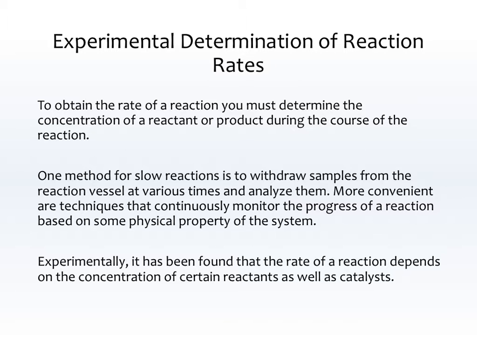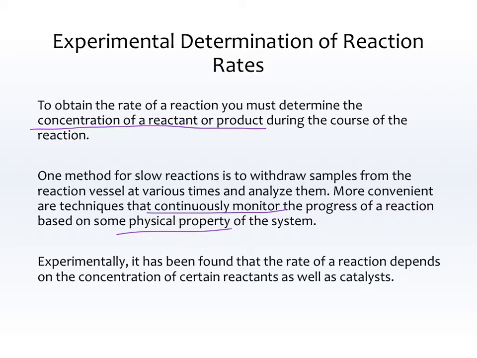To obtain the rate of a reaction, you must determine the concentration of a reactant or a product during the course of a reaction. So we're going to have to look at how the concentration of a reactant changes or how the concentration of a product changes. One method for slow reactions is to withdraw samples from the vessel at various times and analyze them. More convenient are techniques that continuously monitor the progress of a reaction based on some physical property, such as color. The reaction will change color as reactants turn to products, so we can use Beer's law in absorbance to measure the concentration change as the color changes.